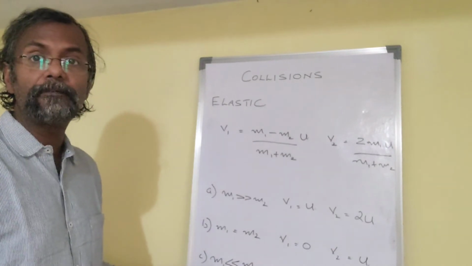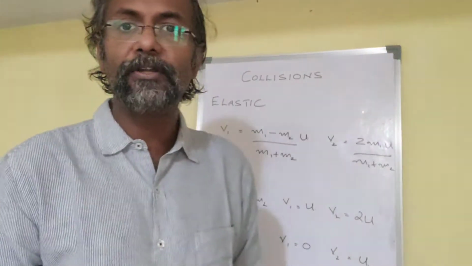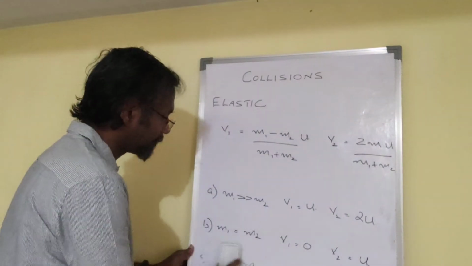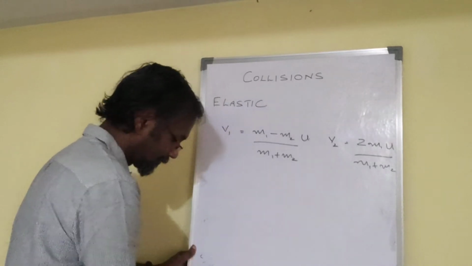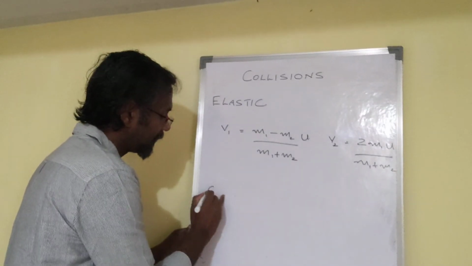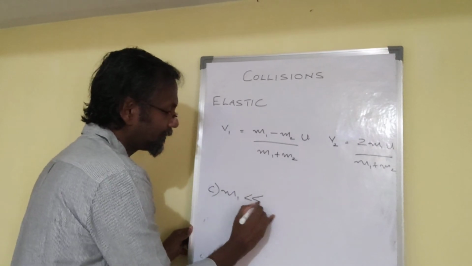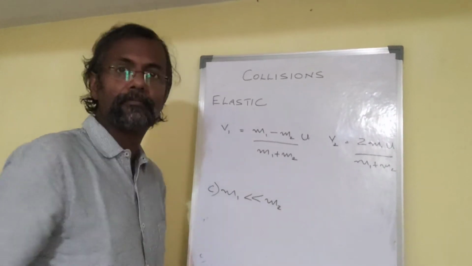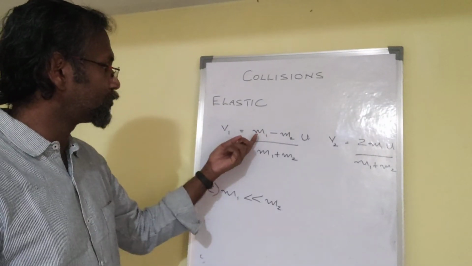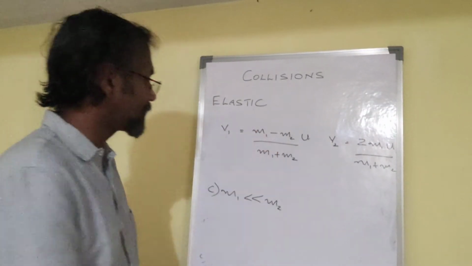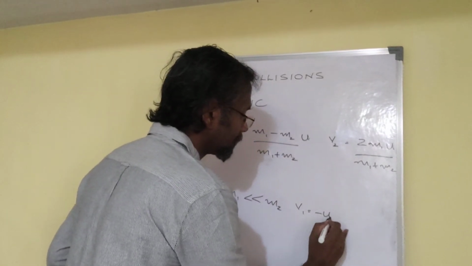I look at the third case over here, all right? It may not be clear on the board, so I'm going to just write it up. The third scenario, let's say, is m1 is much less than m2. What happens in this case? We find m1 is negligible, and therefore minus m2 cancels, and you get v1 is equal to minus u1.